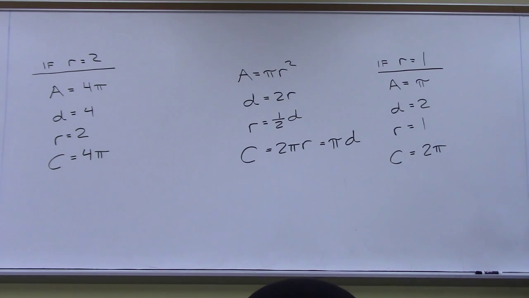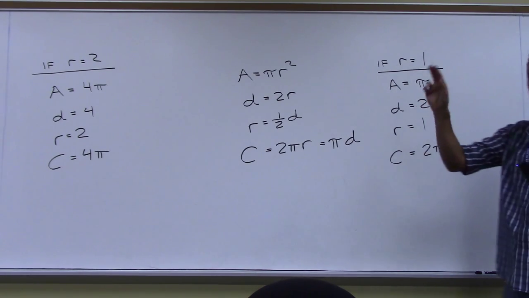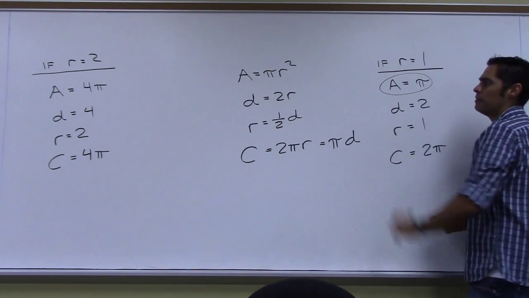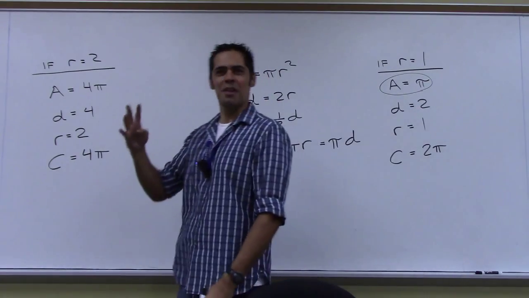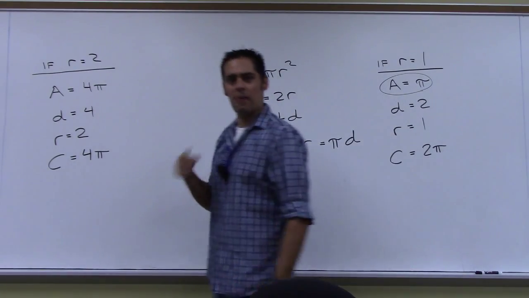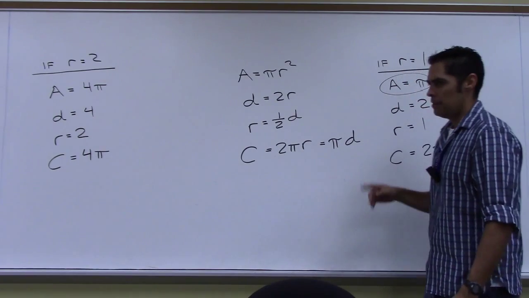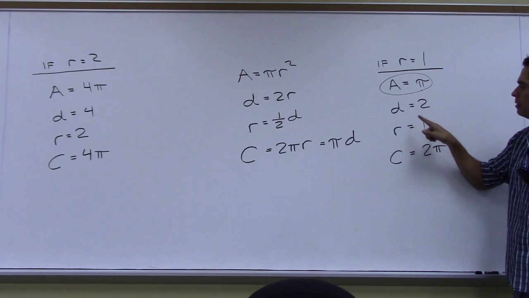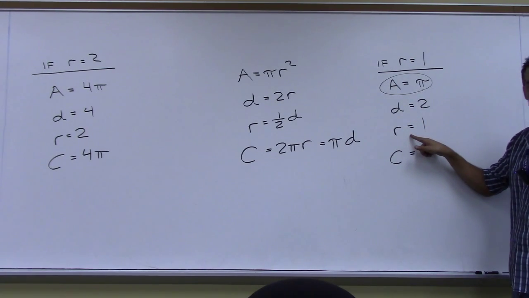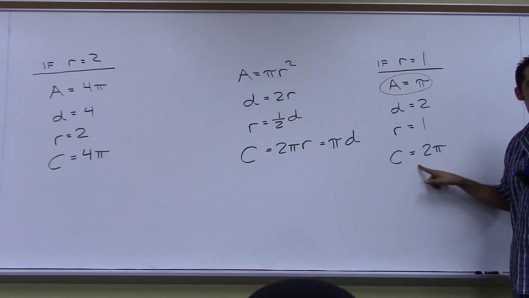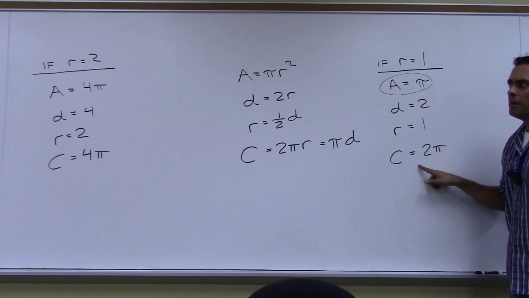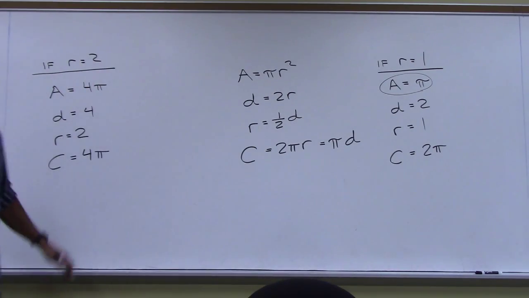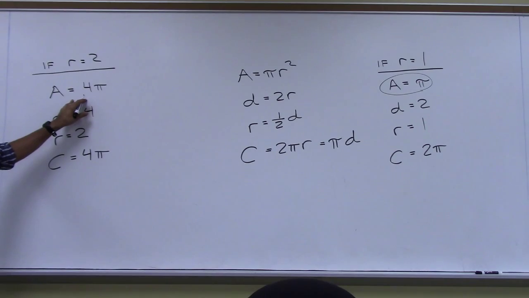So let's just see what happened here. I increased the radius by 1 unit. How did the area increase? The area increased by 4-fold, didn't it? The diameter doubled. The radius doubled. Circumference doubled. So everything seemed to double, but the area didn't. The area didn't double, did it? It went up by a factor of 4.